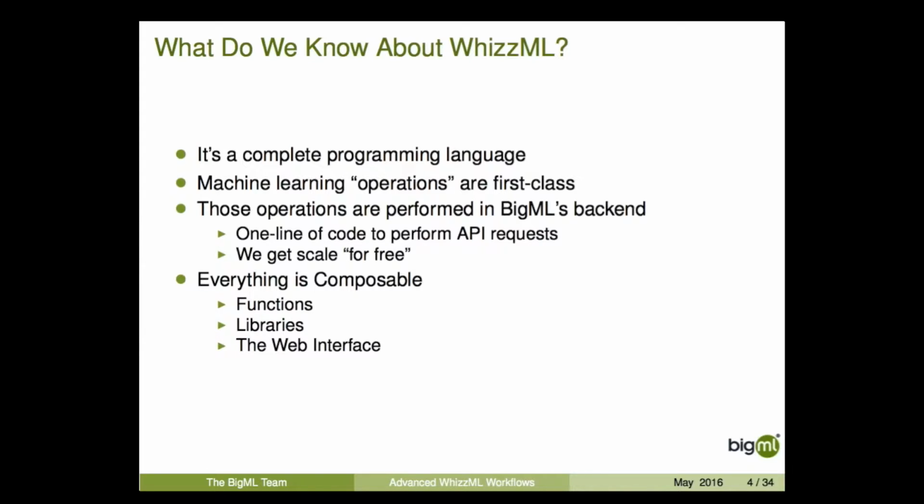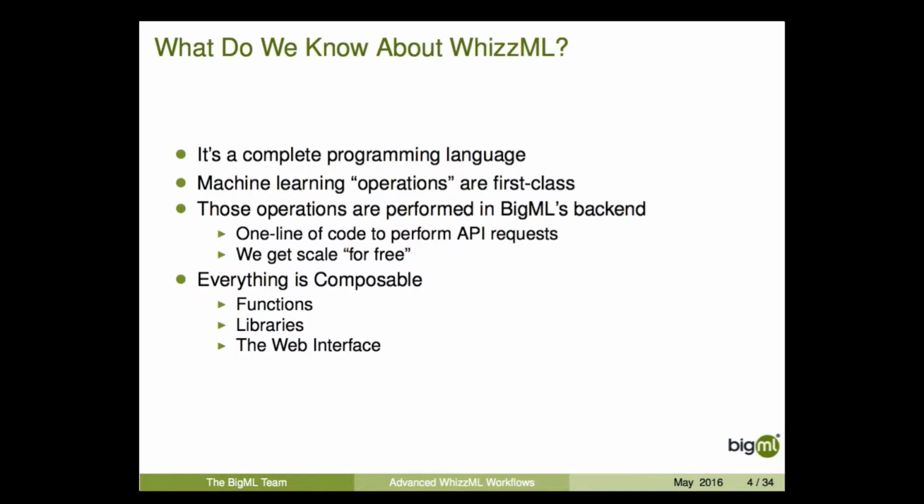So from the previous two sessions, what do we know about WhizzML? First of all, it's a complete programming language, complete in the sense that it's Turing complete. So you can write any program you can write in any other programming language, you can also write in WhizzML. The important distinguishing factor about WhizzML is that machine learning operations in WhizzML are first class. So you don't need to import libraries or do any sort of complicated configuration. You immediately have a whole bunch of machine learning algorithms at your fingertips as soon as you start writing WhizzML.